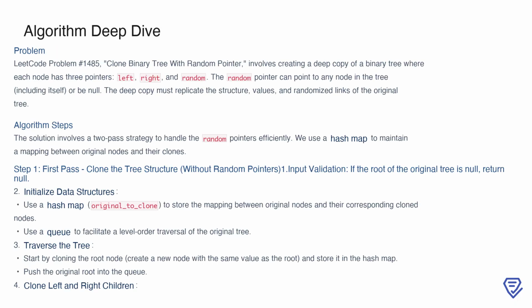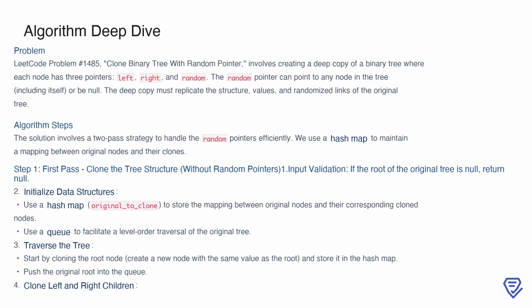In this problem, you're tasked with creating a deep copy of a binary tree where each node has 3 pointers: left, right, and random. The random pointer is unique because it can point to any node in the tree, including itself, or it can be null. The goal is to replicate not only the tree structure and values but also the exact randomized connections of the original tree. To solve this, we use a 2-pass strategy.